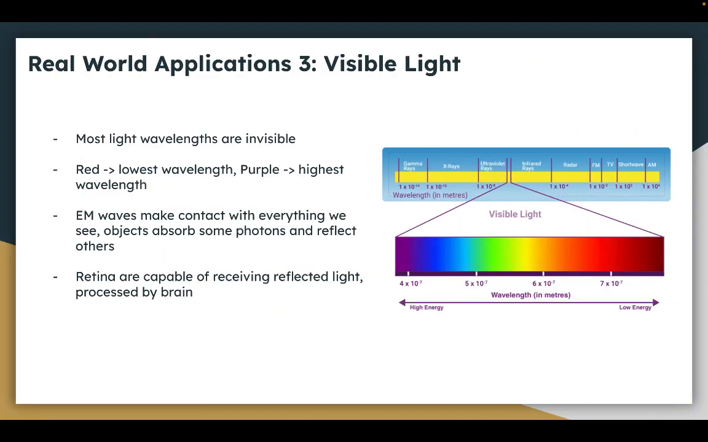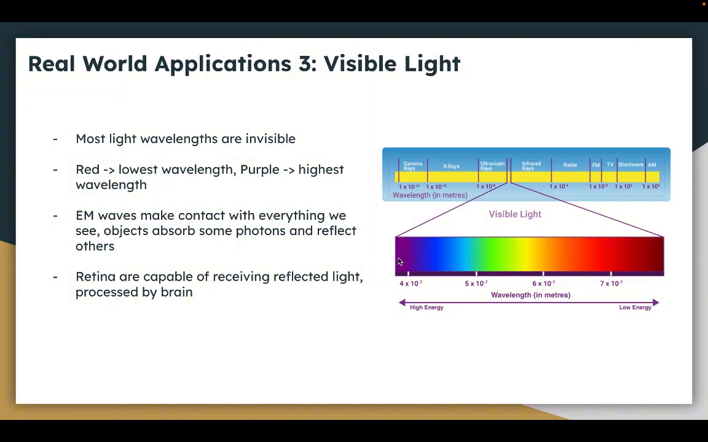Now, moving on, we're going to talk a little bit about the visible light part of the EM spectrum. This makes up a very, very small portion in between the ultraviolet rays and the infrared rays. The large majority of the EM spectrum is invisible, but this small portion is visible to us, and it makes up all the colors that we see every single day. The red side of the spectrum has the lowest wavelength, and the purple side has the highest right over here.